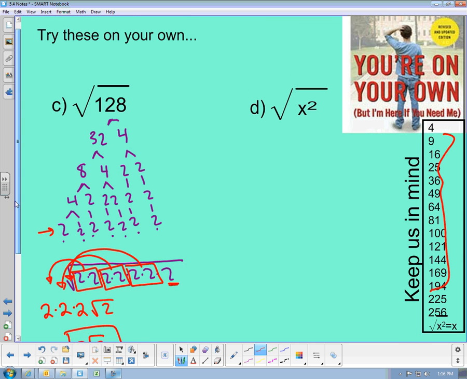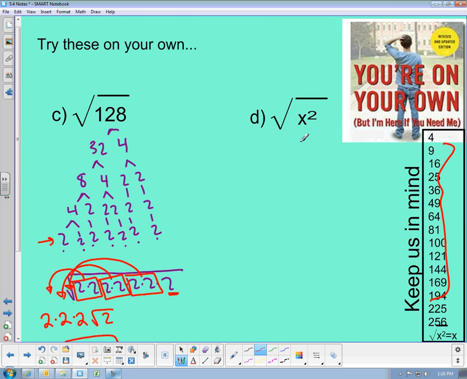That also helps us when we get into looking at variables. This is the same thing as the square root of x times x. X squared is the same as x times x. Well, I have a pair here. This pair of x's can come out front to make one x outside of the radical. Then I've gotten rid of everything underneath and I have no radical part left. The square root of x squared is x. Okay, let's take a look at a couple more together.